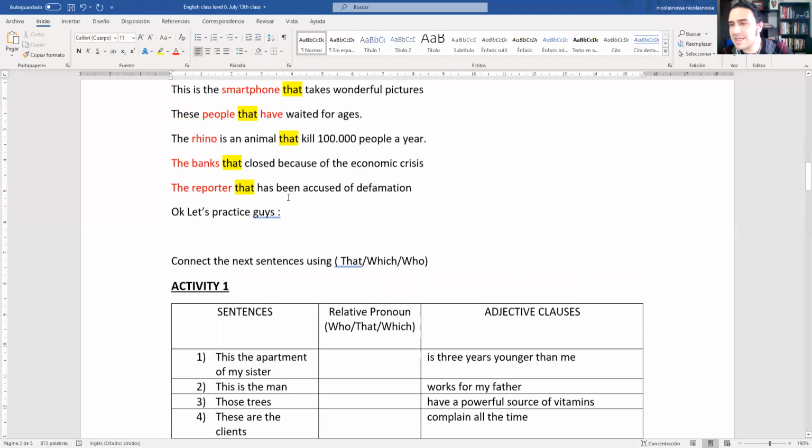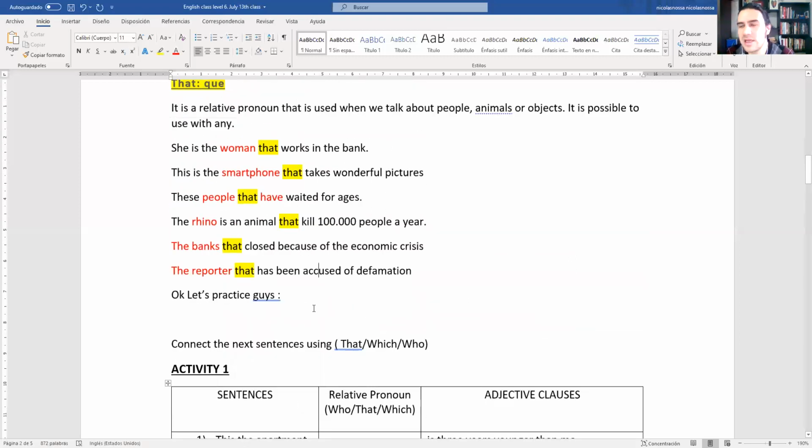All right, so basically that is the most common or the most important relative pronouns. Who for people, remember who. Which for objects or animals with more detailed information. That, the relative pronoun that for people or objects or animals, so for everything, okay?